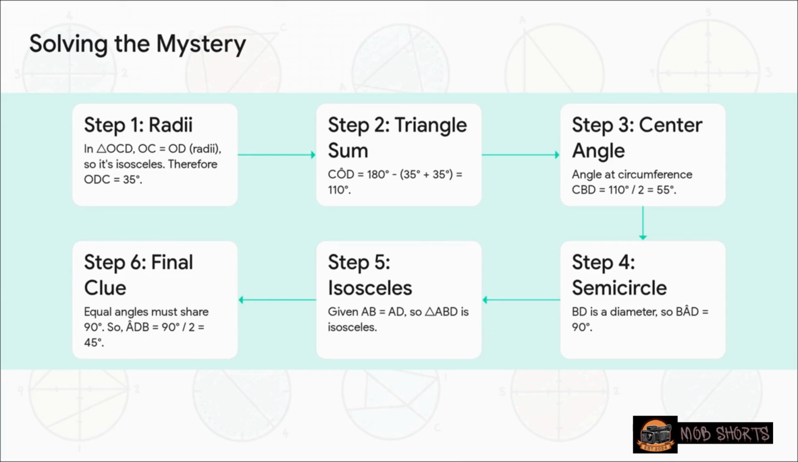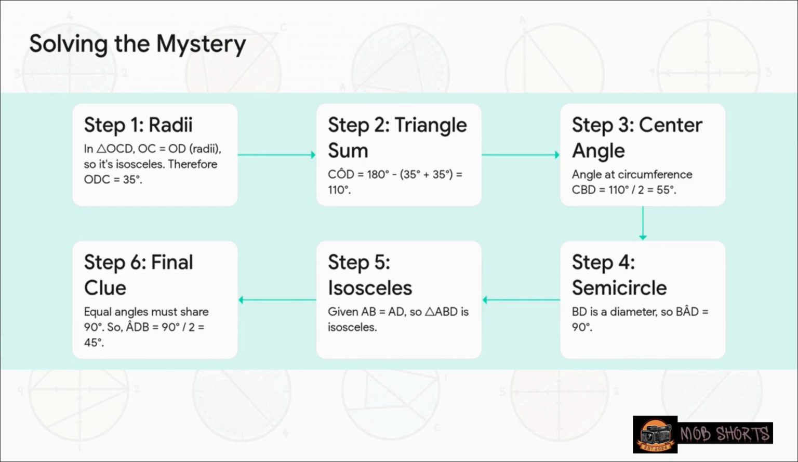First thing, step 1, what do we see? I see radii, OC and OD. Our toolkit says radii are equal, which makes triangle OCD an isosceles triangle. So if OCD is 35 degrees, then ODC has to be 35 degrees too. Easy enough.